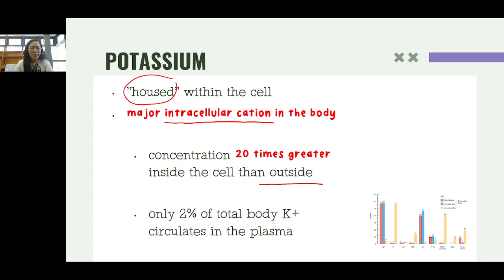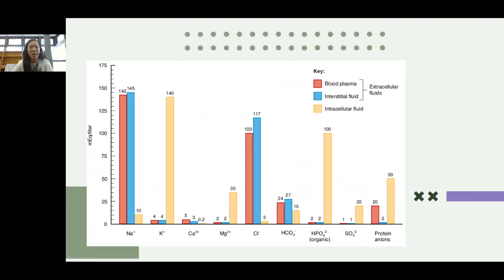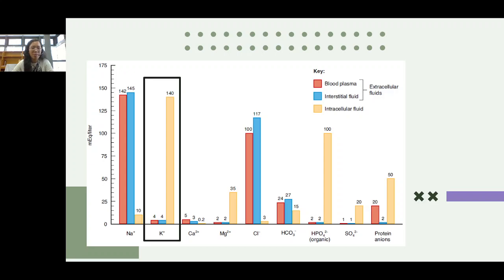So, only 2% of total body potassium circulates in our plasma. Now, try to look at your bar graph. Where is the potassium? Here. Try to compare the intracellular concentration of sodium with that of potassium. The concentration of potassium inside your cell is very high, thus it is called your major intracellular cation. And, kids, potassium's volume in the extracellular fluid is less than 1/4. So sodium and potassium are total opposites of each other.